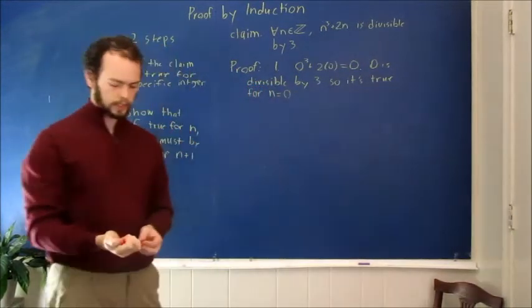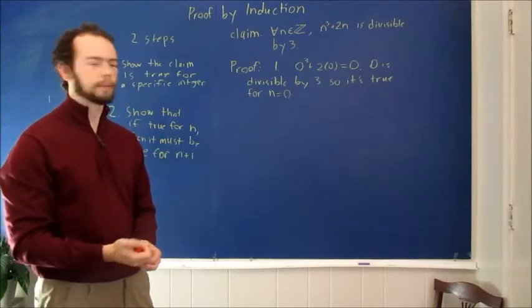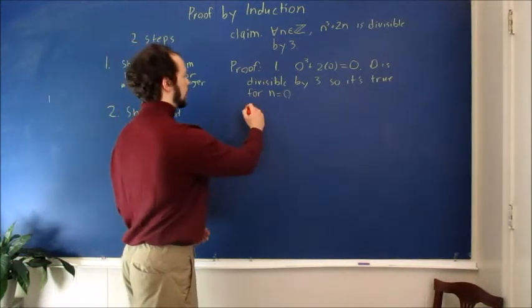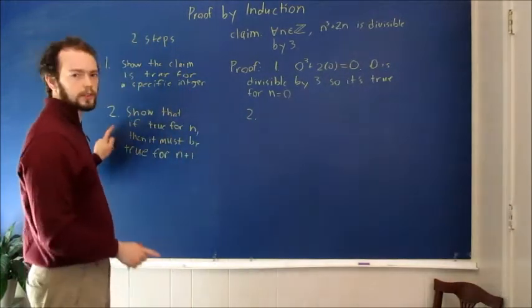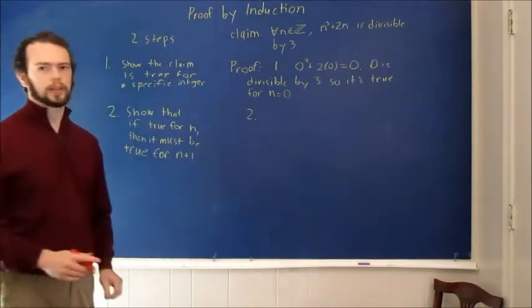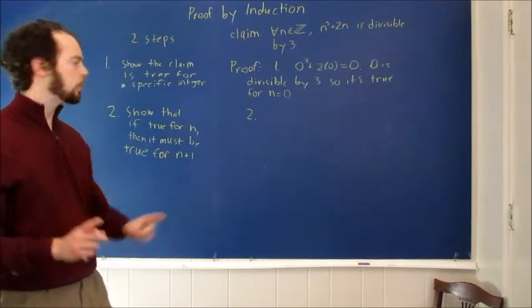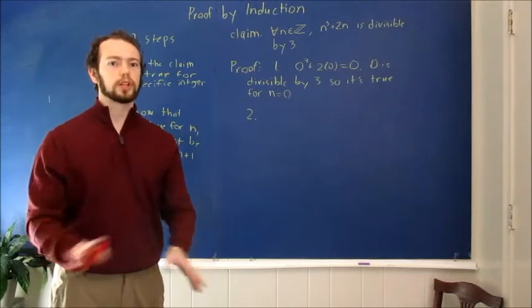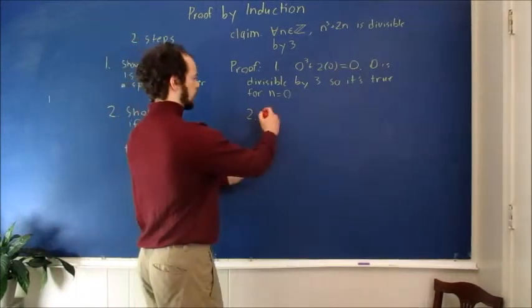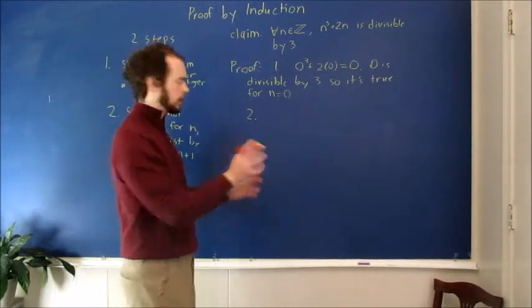So it's true for n equals 0, right? True for n equals 0. Now, step 2, we need to prove this second if-then statement. This step always involves assuming it's true for some generic integer, or some arbitrary integer.